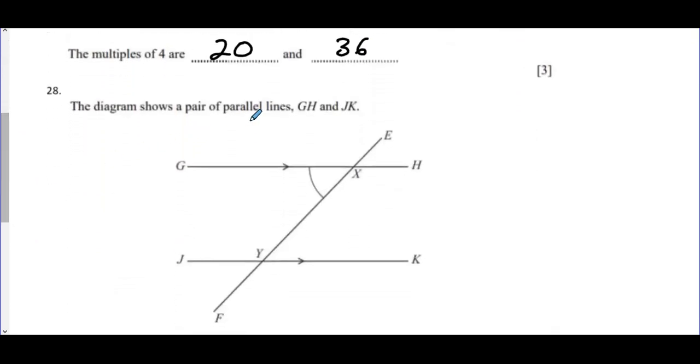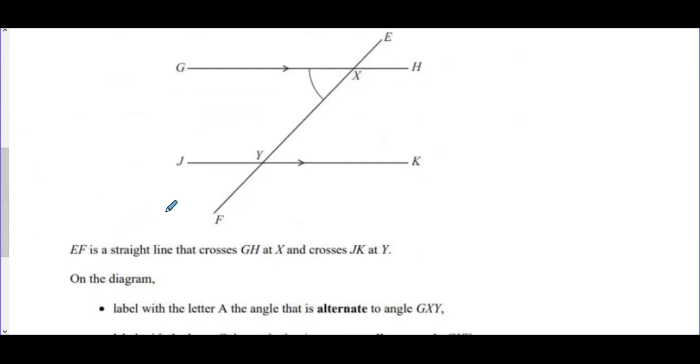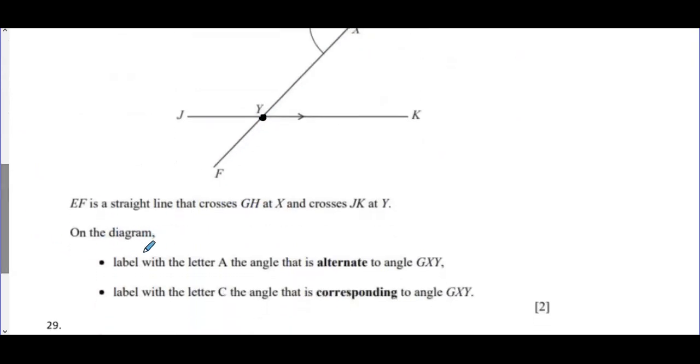All right. The diagram shows a pair of parallel lines. GH and JK are parallel lines. Okay. What do they do, these parallel lines? EF, this line here, is a straight line that crosses GH at X. It crosses GH at X, and it crosses JK at Y on the diagram. Okay. Now label with the letter. On the diagram, label with the letter A, the angle that is alternate to angle GXY.